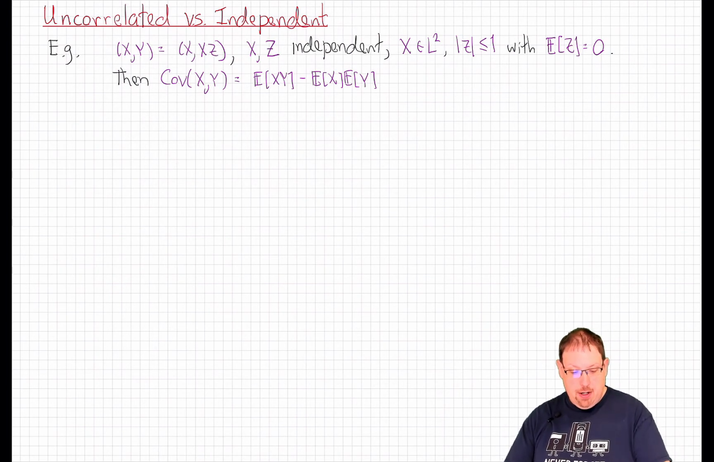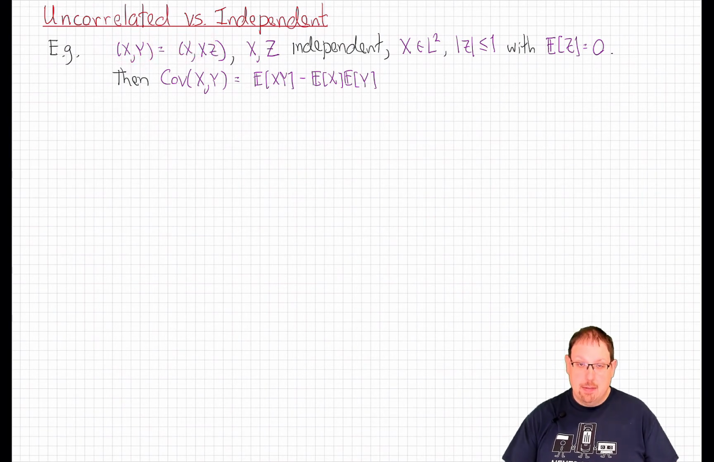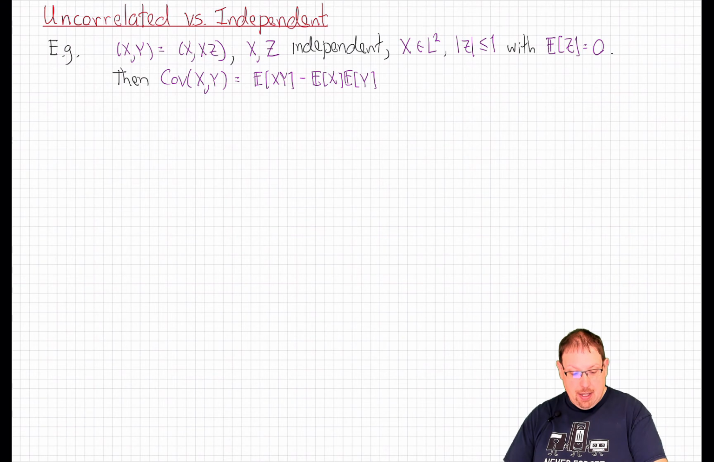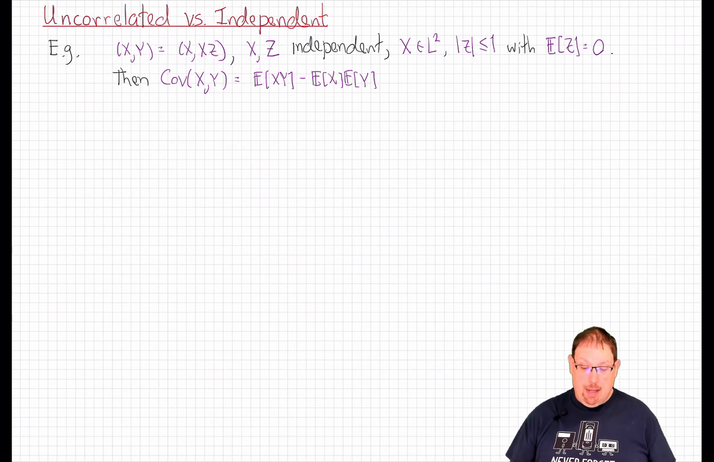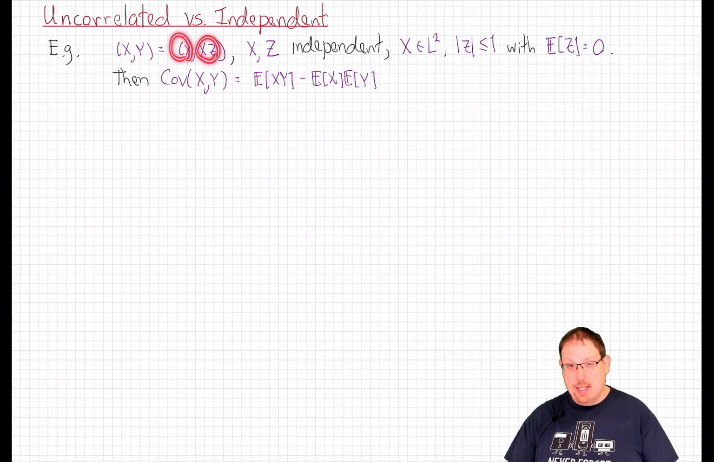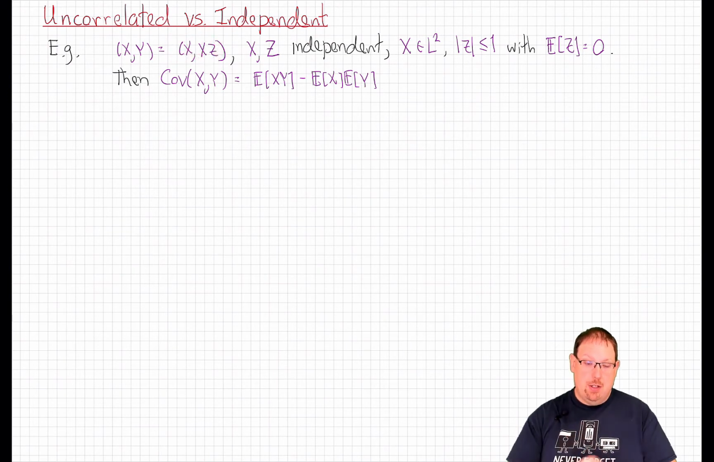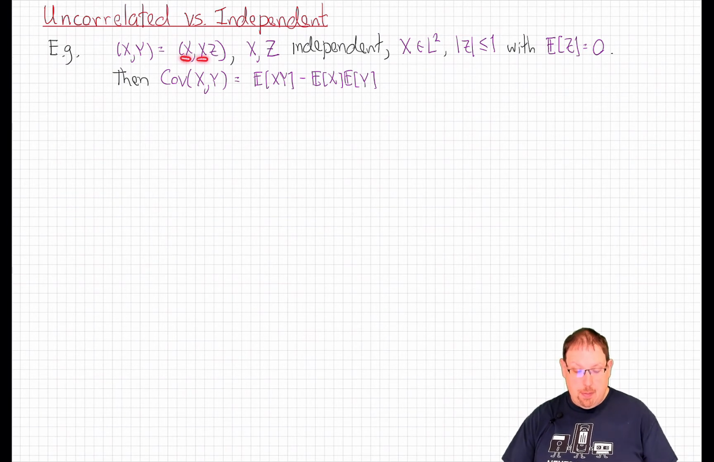Let's take our random variables x and y to have the form x and x times z, where z is a random variable that is independent from x. Now, if I had something like x and yz here, where x, y, and z were all independent, then the previous lemma would tell us that x and yz are independent. But that's not the situation we're in. X is certainly not independent from x in general. In fact, you can check that it's only independent from itself if it's a constant. In fact, we'll see in a few minutes that generally speaking, these two are not independent from each other.